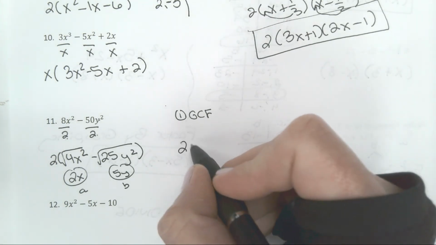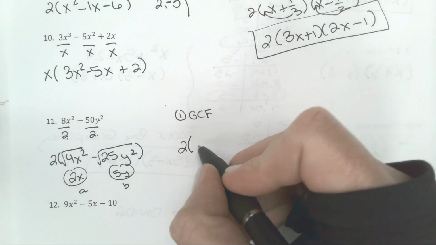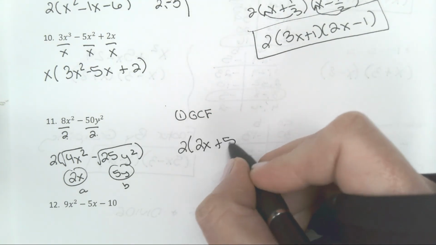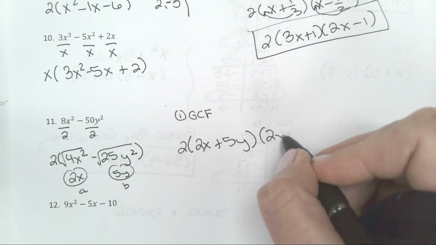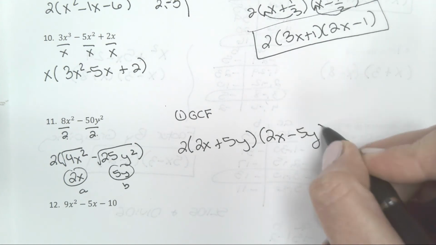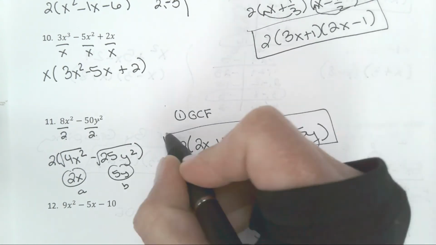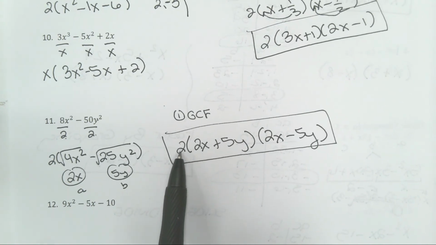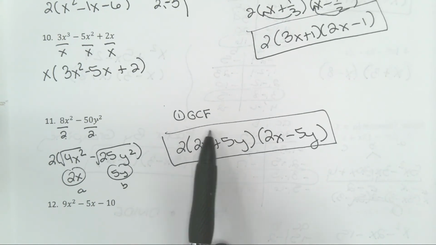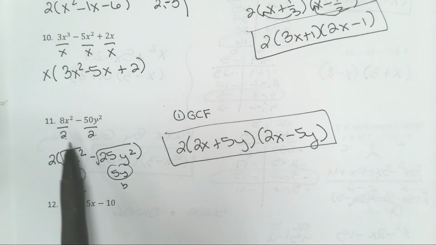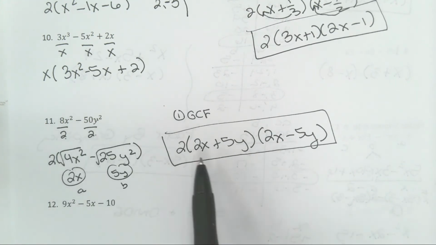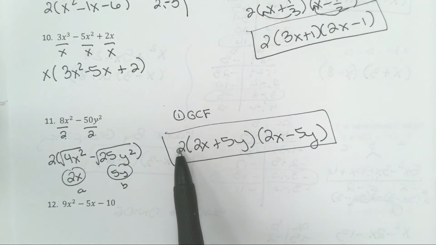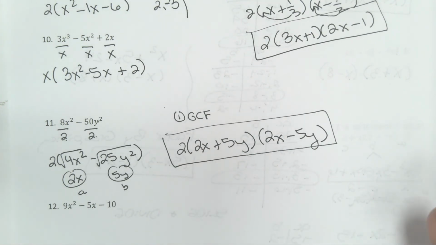So this factors as 2 times 2x plus 5y, 2x minus 5y. Got to have your GCF out in front, because if you multiplied and distributed, the only way that you would end up getting these numbers here is with that extra 2 out in front.